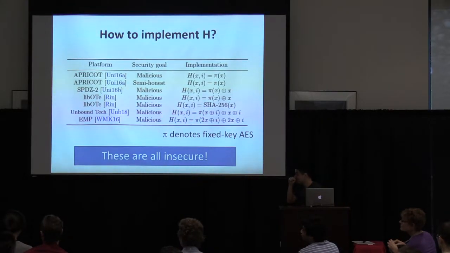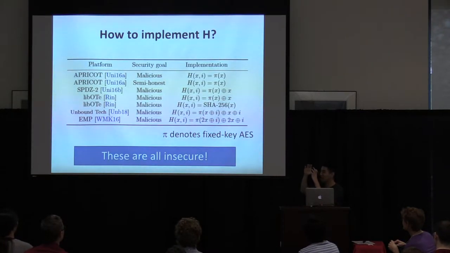Sorry, what does insecure mean? Right, H does not instantiate a random oracle. So let's say I have a weak OT functionality, and then I plug this H inside the rest of the protocol. Then the whole OT extension protocol is not secure, and I can find explicit attacks.